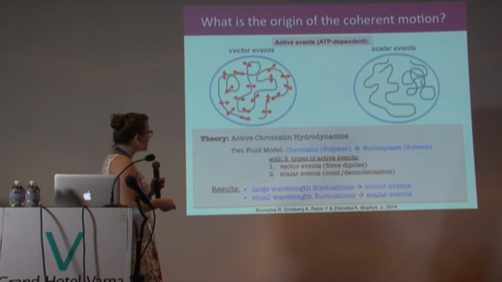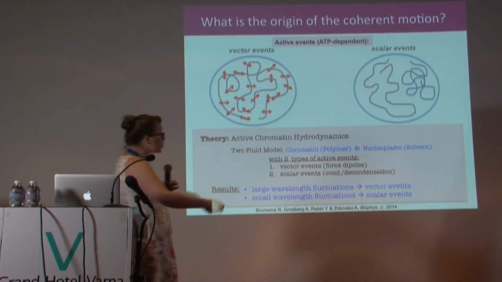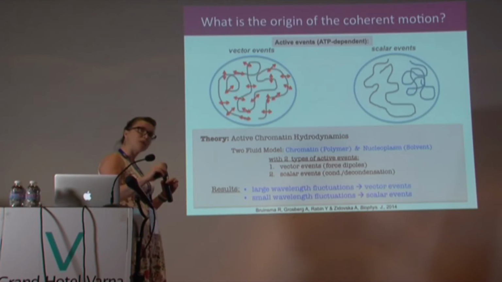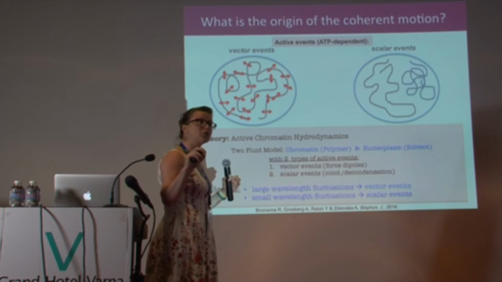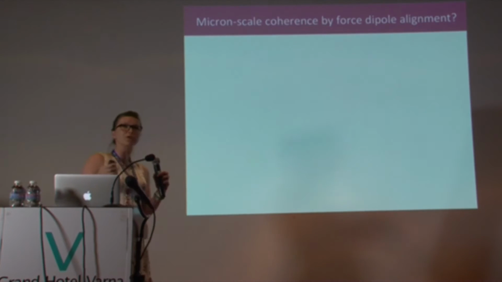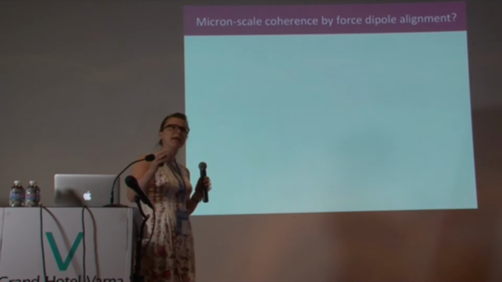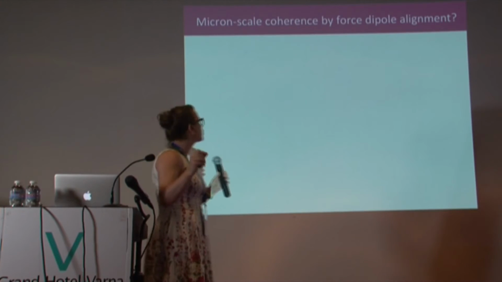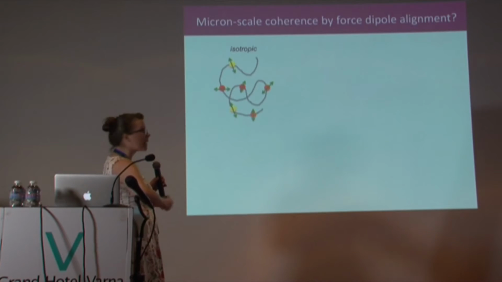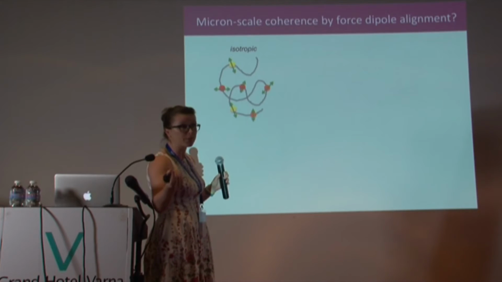This theory shows that the large wavelength fluctuations, so the coherent motion that we see, are dominated by the vector events, so by force dipoles, whereas the small wavelength fluctuations are dominated by the concentration fluctuations, so those scalar events. That has motivated our further efforts, since when you think about it, how can a single force dipole, a single molecular motor, actually cause a coherent motion across a few microns, right? Our regions are 3 to 5 microns. One motor is 3 to 5 nanometers.